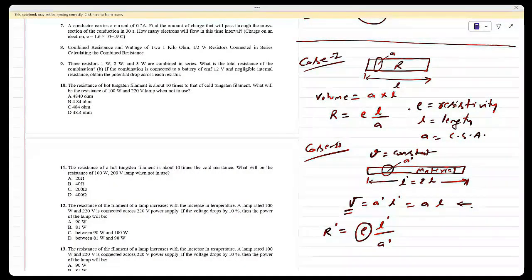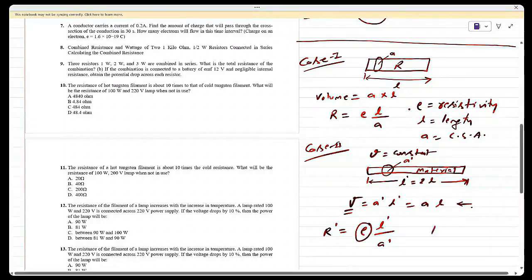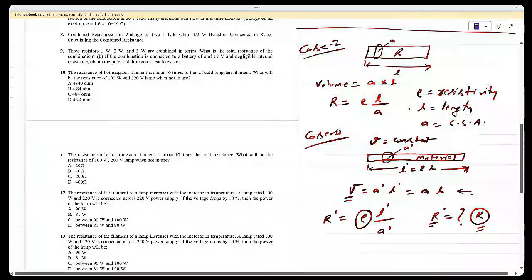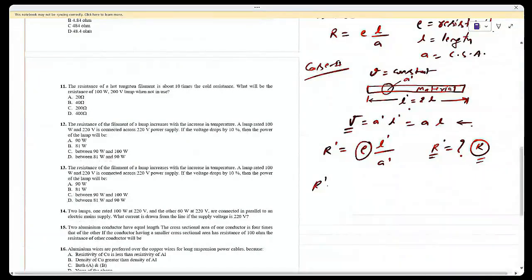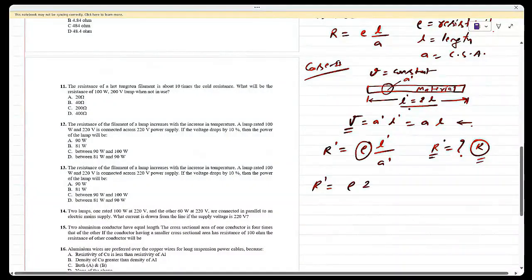Okay. Now in this case, it is asked how this R is related to old R. What is the relation between new R when your wire is stretched and old R? So this relation can be found out by here. Now you can put R dash is equal to new R is equal to rho is constant. In place of L dash, it is given L dash is equal to 2 times of L. You can write 2L.